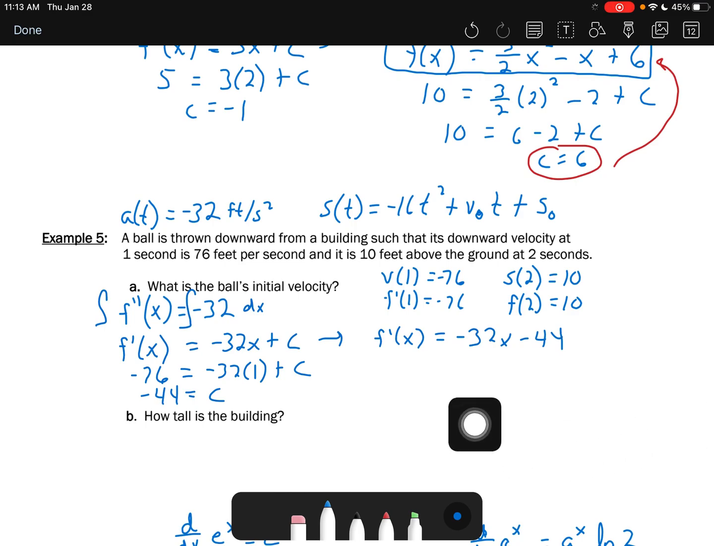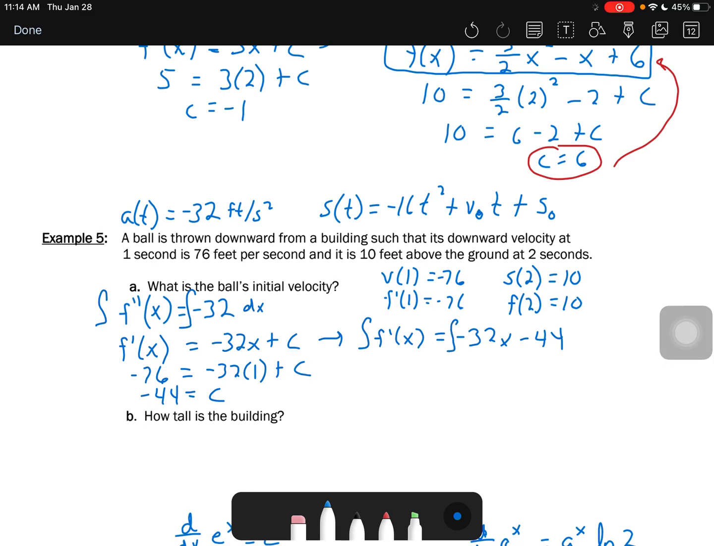But now I need to continue working my way back and get that position function, because the question is, what's the ball's initial velocity? And so I should refer to this. This is our general form for any object that's falling or follows vertical motion, and that's one we kind of have to be familiar with. The initial velocity is going to be this coefficient on my position function, and initial height will be the last constant there. Okay, so let's integrate again.